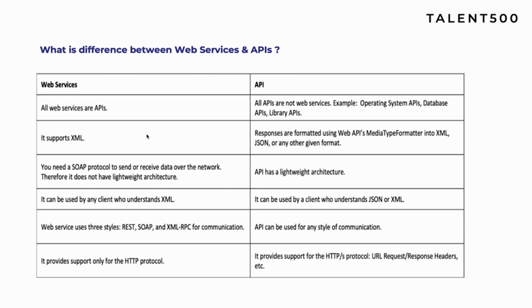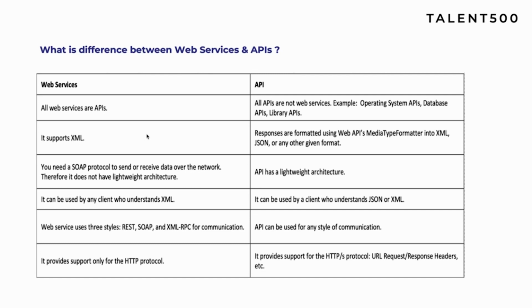Why? Because there are some APIs which do not require the internet. For example, operating system APIs, database APIs, library APIs. Those APIs do not require the internet to access them. In that case, those will not be considered web services, right? But the vice versa doesn't work. All web services work over the internet, and those are also considered APIs. Now, web services support XML. Responses are formatted in the API using Web API's media type formatter into XML, JSON and any other given format, right?